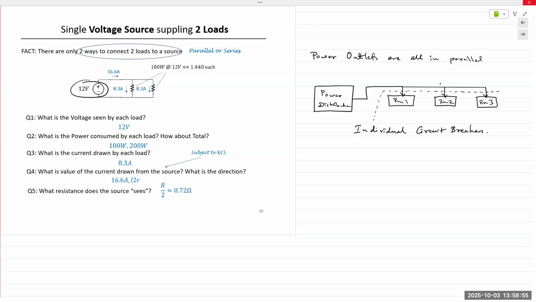Okay. I am not sure if this room is on a separate circuit breaker or not. Typically, it should be. But I'm not sure. But does that make sense? We could have individual circuit breakers on every single one. Yes.